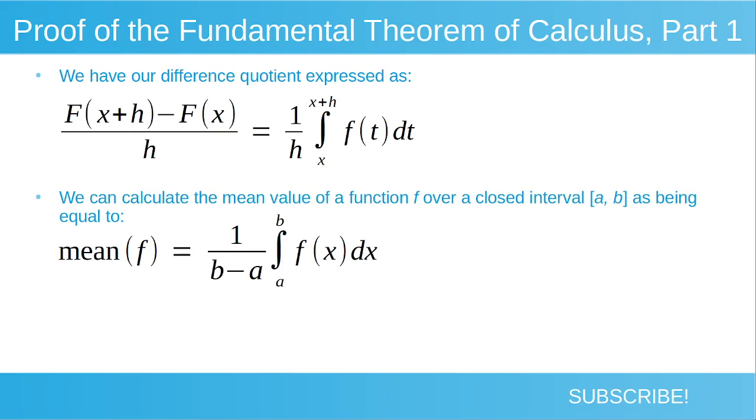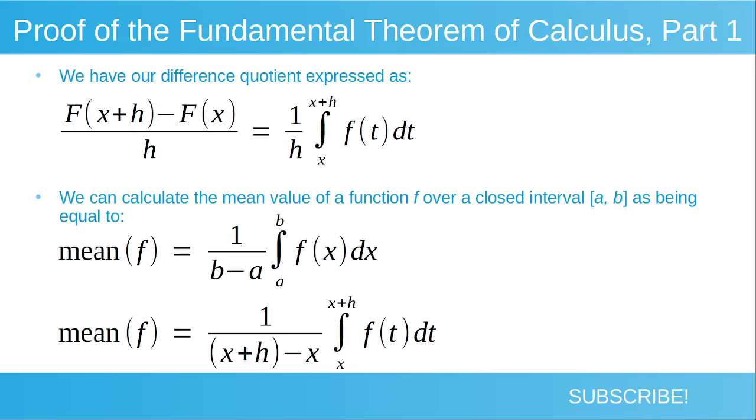When we look at that equation at the top of the screen, and when we look at the terms on the right hand side of the equal sign, if we wanted to calculate the mean value of that function f of t over the closed interval from x to x plus h, we could do that using this equation for the mean value of a function shown here in the middle of the screen. We're going to do that now, on the next line.